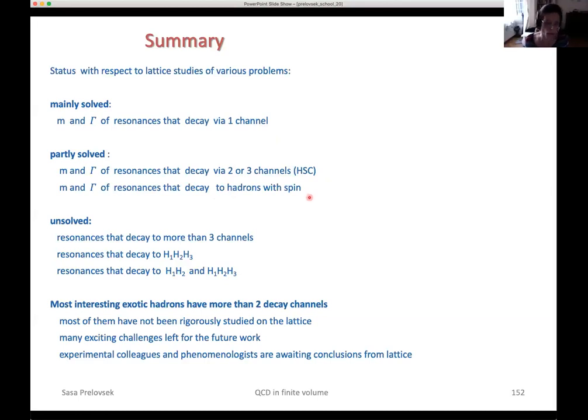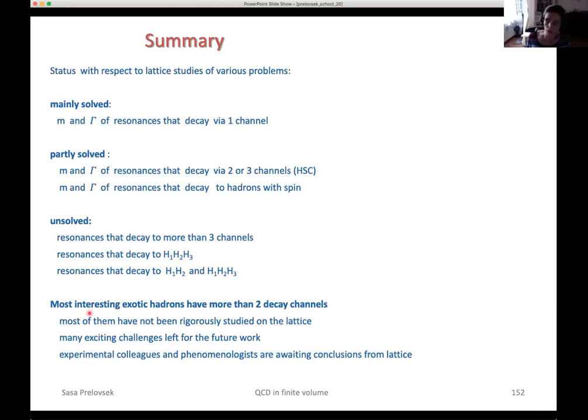I would say that problems where the resonances decay to more than three channels are unsolved. They are very difficult, and most of the exotic hadrons decay to several channels. The resonances that decay to three hadrons are unsolved, and there are many examples of those. I think we will need some simplifications, and it would be good to think about whether some channels can be neglected, and so on.